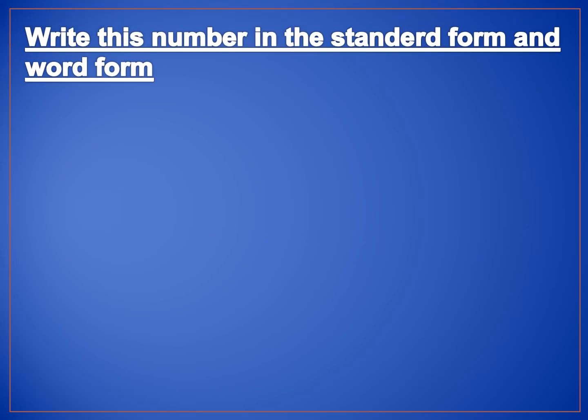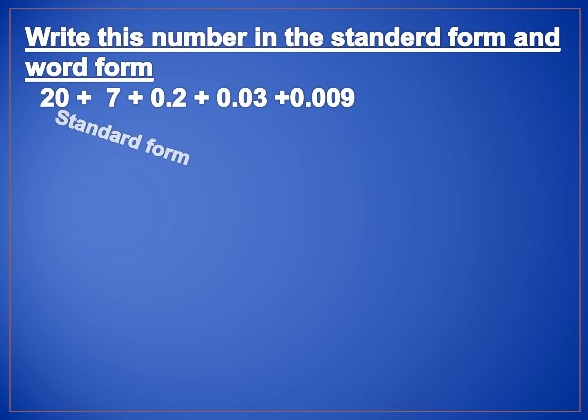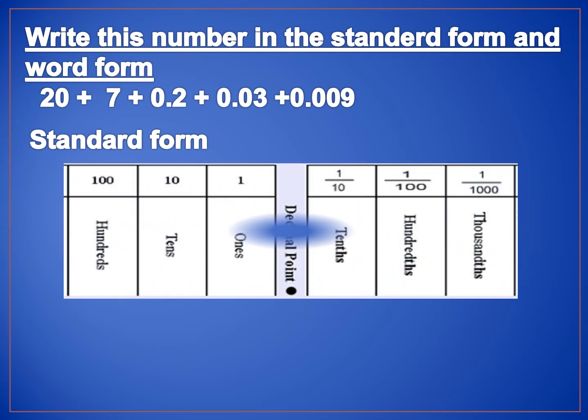Okay. For example, write this number in the standard form and word form, which is that number, 20 plus 7 plus 0.2 plus 0.03 plus 0.009. Also use the place value table, which is that one. How to write the standard form? As I said to you, put every number in its place. First, the 20, this one is in the tens place. Just put 2 in the tens place and 7 here in the ones place. Then put the decimal point, yes.